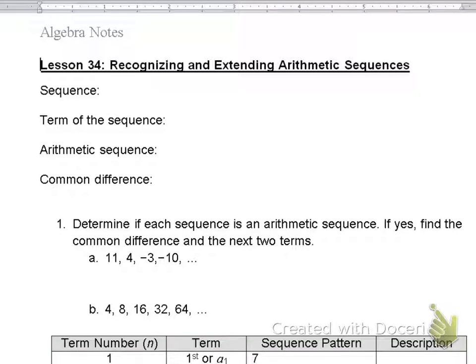Welcome to Lesson 34, Recognizing and Extending Arithmetic Sequences. We're going to talk about sequences, obviously, today. So we're going to start off with the definition of sequence, which is a list of numbers that follow a rule. So go ahead and write that in.